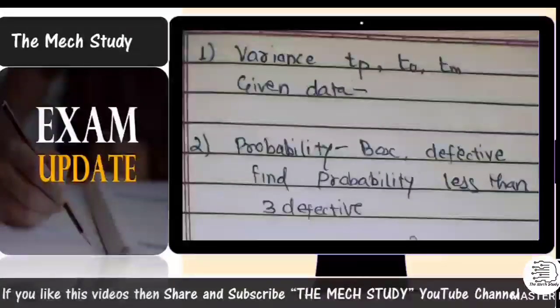Going with the next one, the second question is related to probability, where you need to find the probability of a given number of defective items. It is the same type of question which comes in the GATE examination. So if you have an idea, then you can easily solve this type of question as well.